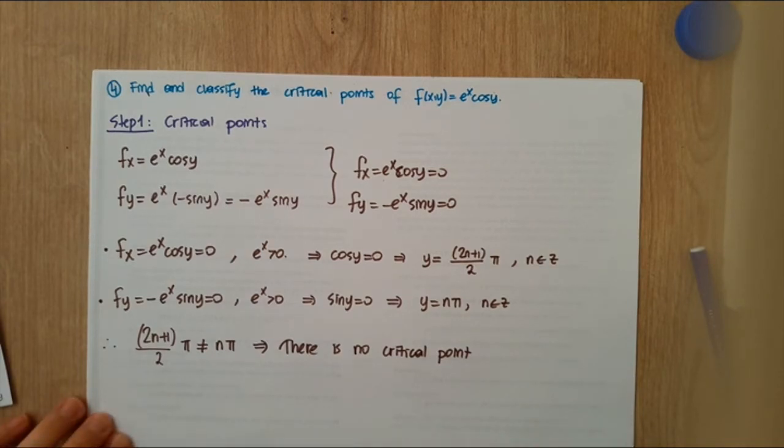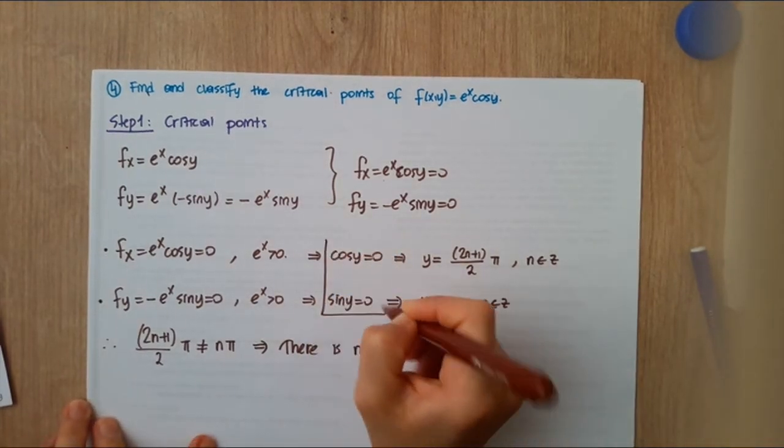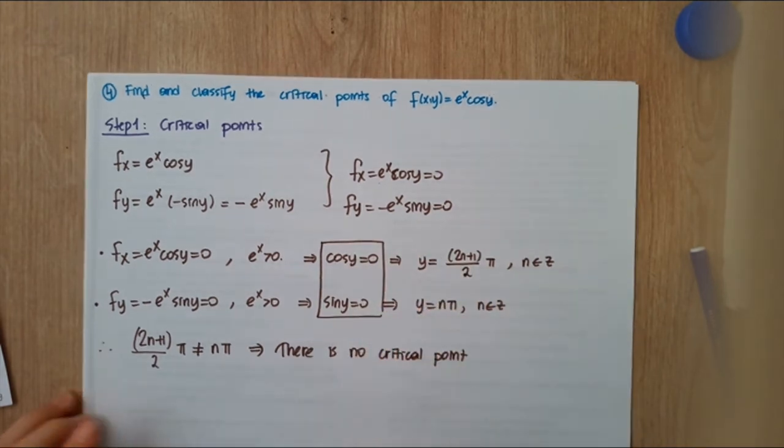On the other hand, you can look at that part also. Cosine and sine cannot be equal to 0 at the same time, so you don't have a solution for this system of two equations, because cosine y and sine y cannot be equal to 0 at the same time.